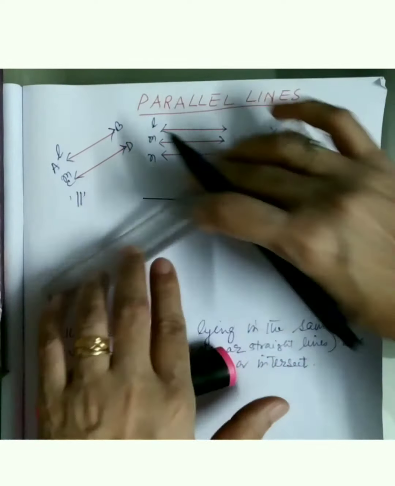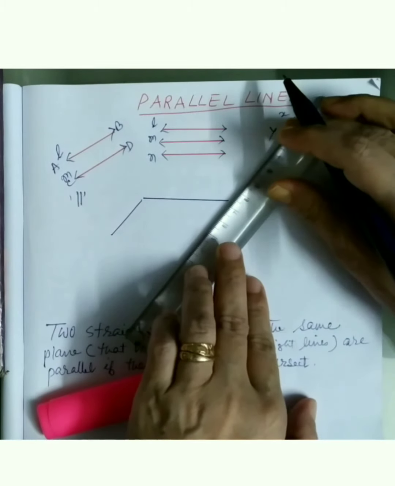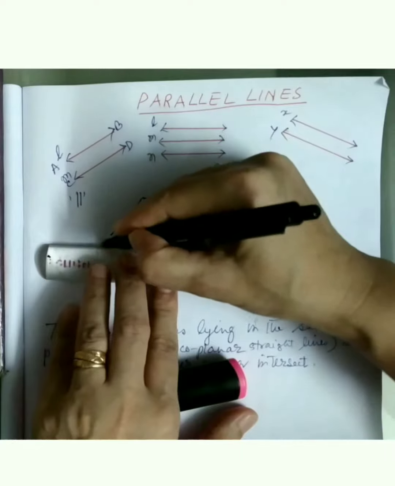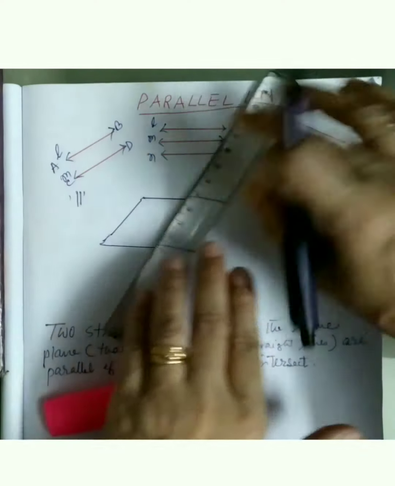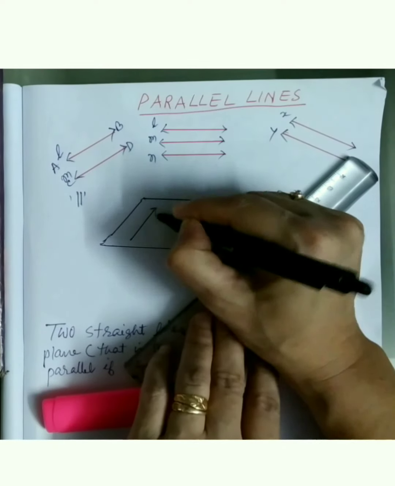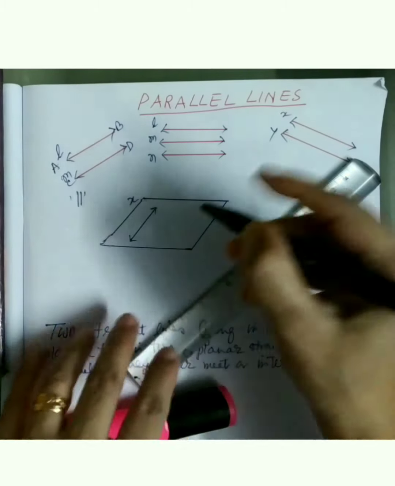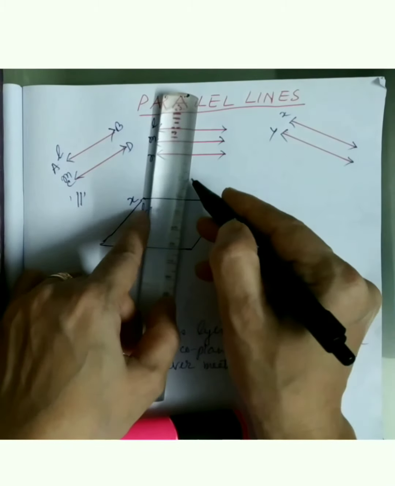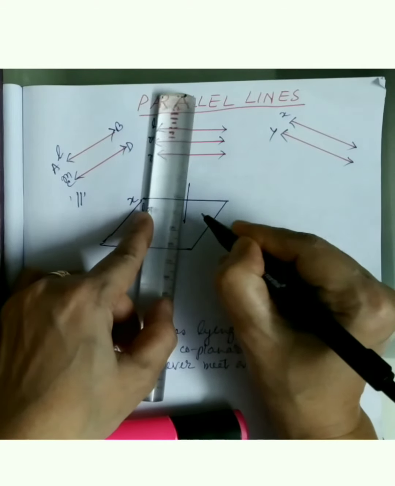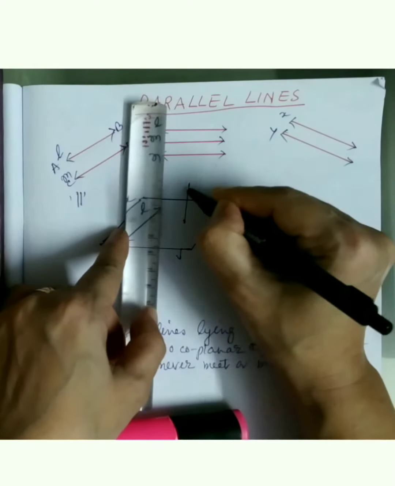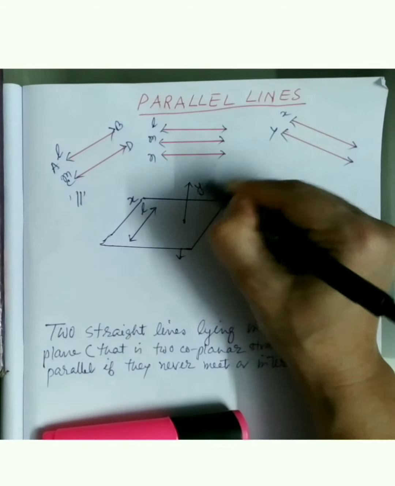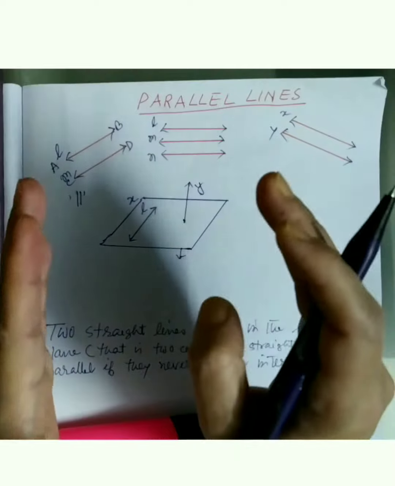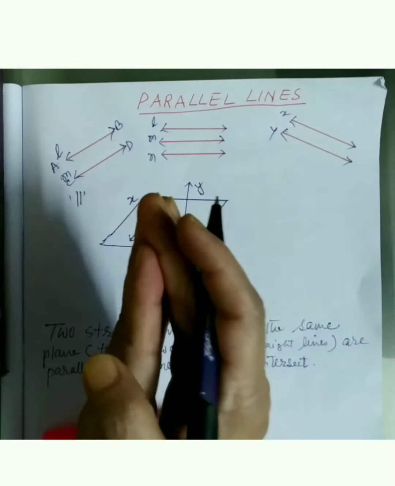Here, let me draw one plane first. I'm drawing one plane. This is a plane. And here I'm drawing one line. This one is a line, this one is a plane. Suppose the name of the plane is X, this one is a line which is L, and I'm drawing another line like this which is perpendicular. This one is another line, suppose the name of the line is Y. So you see this L and Y, they don't meet, they are not meeting at any point, but they are not parallel lines.